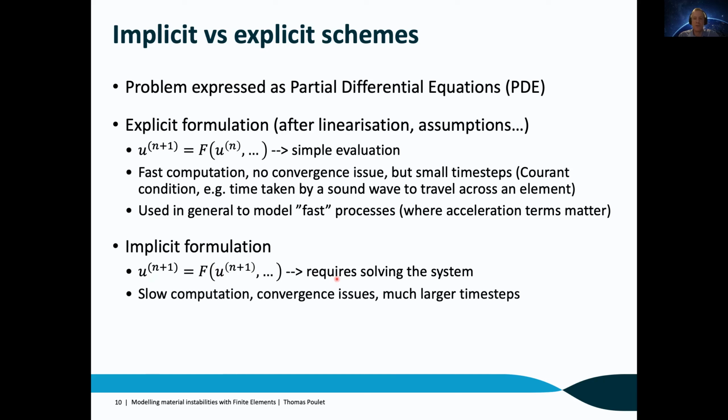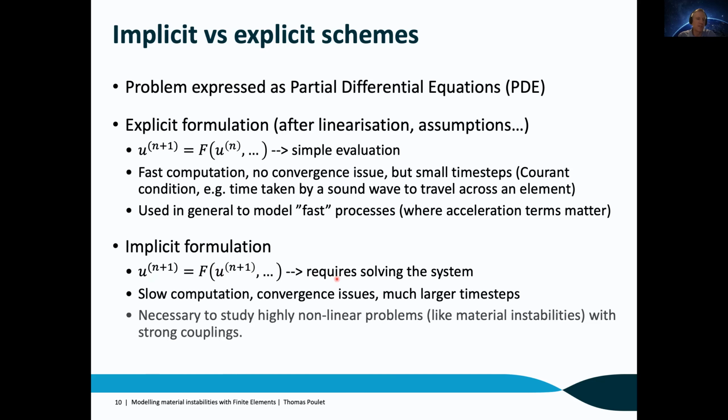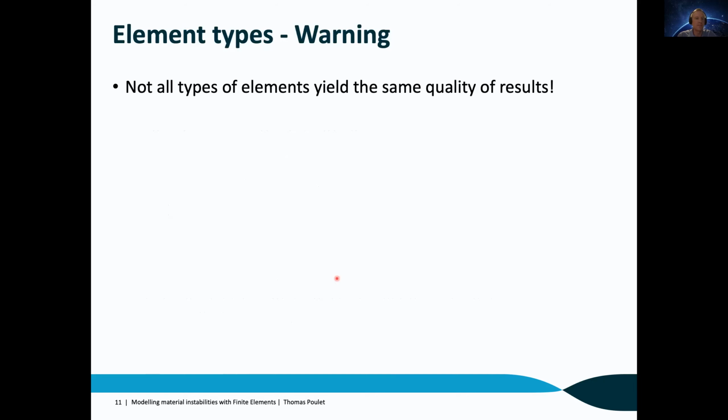To solve it, you need clever algorithms. Therefore, it is much slower. You will probably, definitely, have some convergence issues. But on the positive side, if you are able to solve it, you can solve it for much larger time steps. So these are the two approaches. And it is basically kind of necessary if you are dealing with problems like material instabilities that are highly nonlinear and have a lot of couplings. You really want to take something that is implicit, basically.